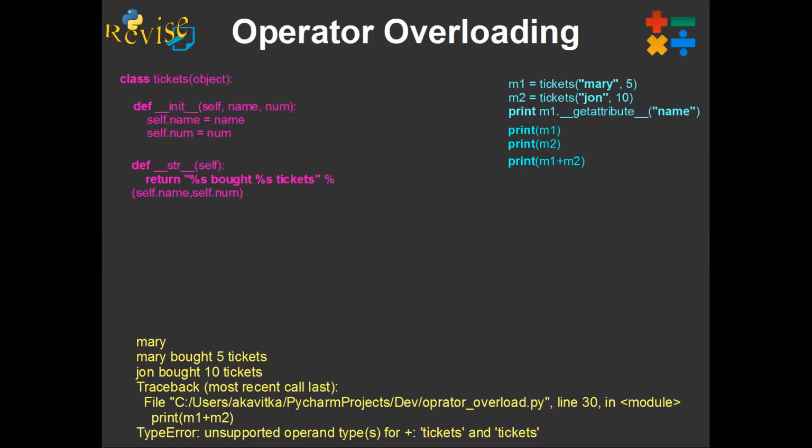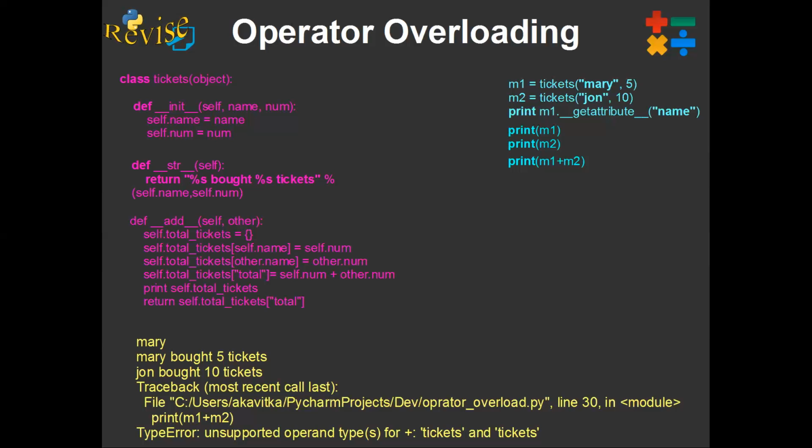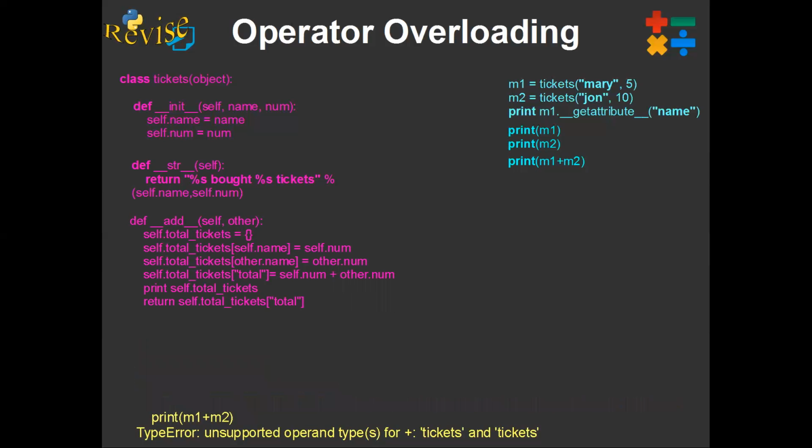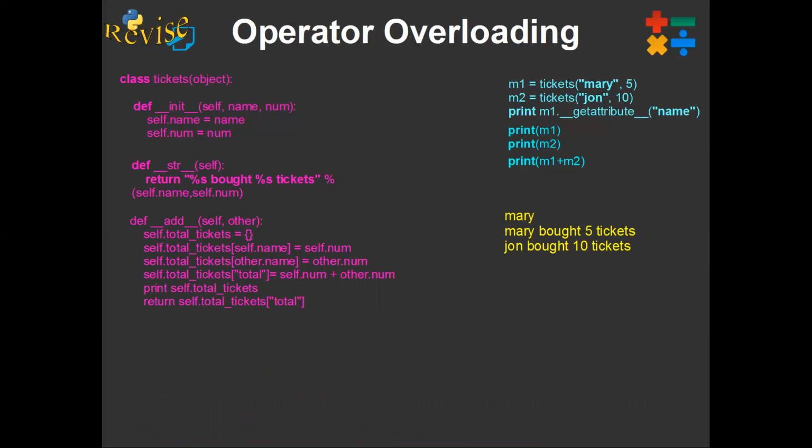So what will we do now? Now we will overload the operator. So this add method, we write our own add method. So we are overloading the operator. So now, as we are overloading this add method here, Mary bought 5 tickets. Now this is printed from inside the method. So we converted the whole thing into a dictionary and 15 total tickets. So this way you can overload operators. We have overloaded the plus operator here.